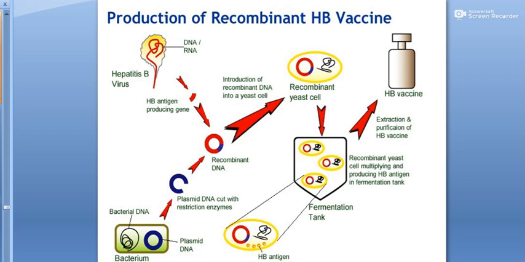And we need a vector, that is a plasmid, right? From a bacterium we can get these plasmids or vectors. Those bacteria contain the bacterial DNA and extrachromosomal DNA, that is plasmids.